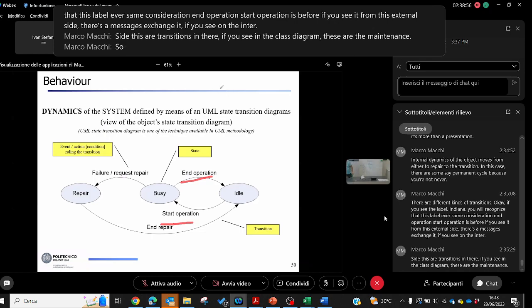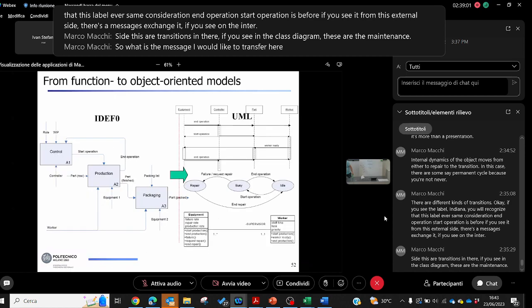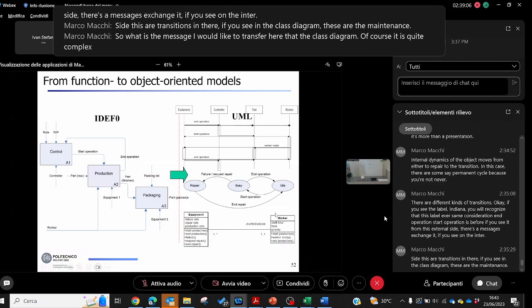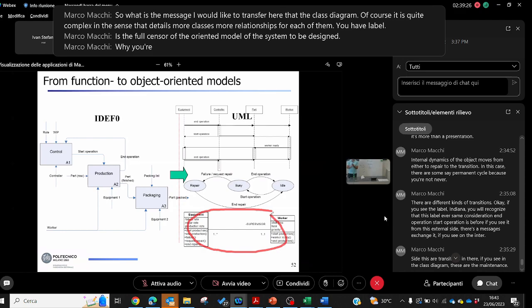So, what is the message I would like to transfer here? That the class diagram, of course, is quite complex in the sense that it has more classes, more relationships. And for each of them, you have methods and attributes. It is the full sense of the object-oriented model of the system to be designed. Why? You have the attributes that characterize each object. You have the relations, you have the methods. So this is the full sense of the design.